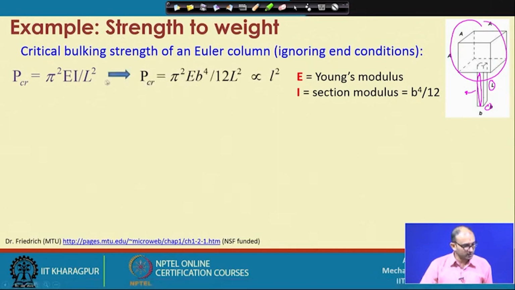you keep the pi squared as it is, E is not changing here, you put I equal to B to the fourth by 12, and L squared is also a dimension of this particular part. So now we have two dimensions. This is also a length scale and this is also a length scale, but B to the fourth is on the top and L squared is at the bottom. So this will become L squared, and this whole equation will behave as L squared in terms of dimension.